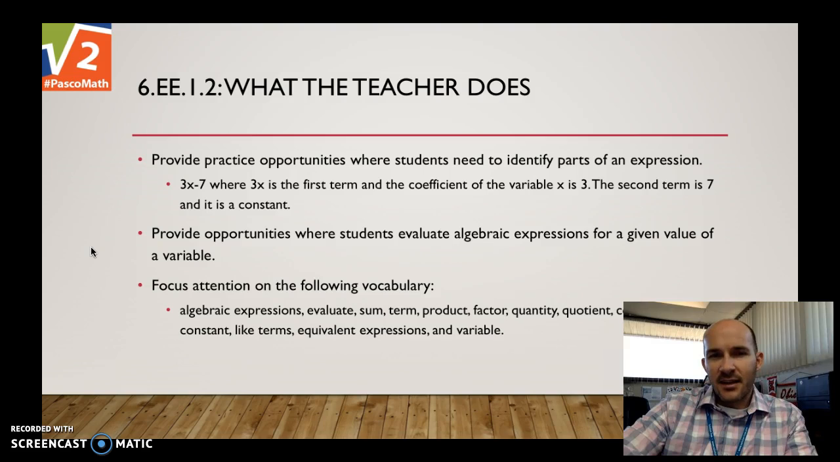Focus that attention again on vocabulary. I think I've said it three times at this point, so why not go for a fourth. Algebraic expressions, evaluate, sum, term, product, factor, quantity, quotient, coefficient, constant, like terms, equivalent expressions, variable. Very, very vocabulary-rich standard here.